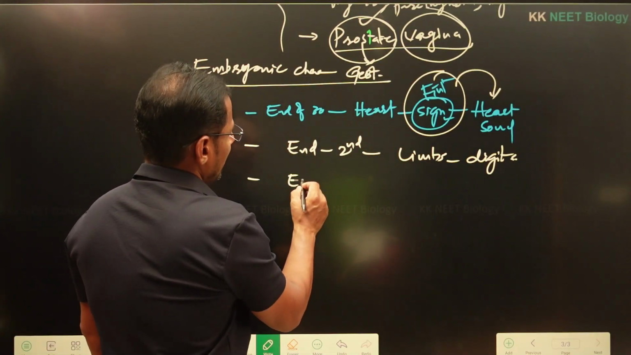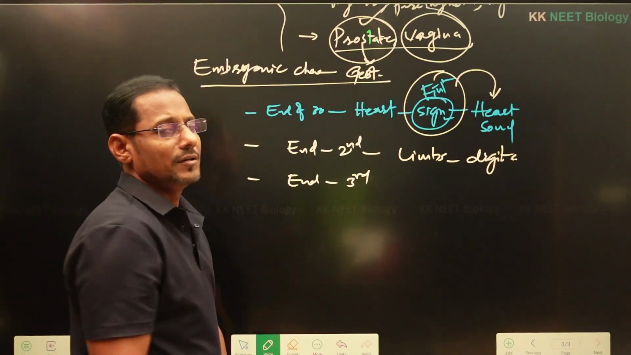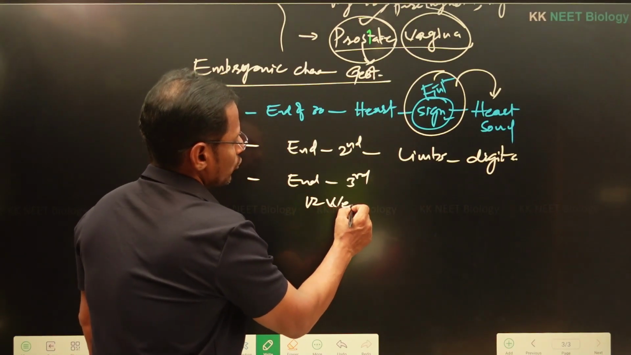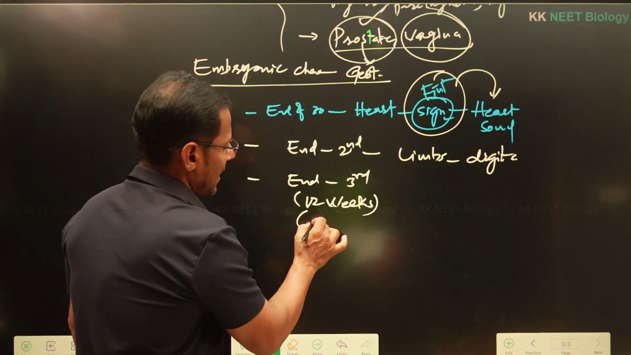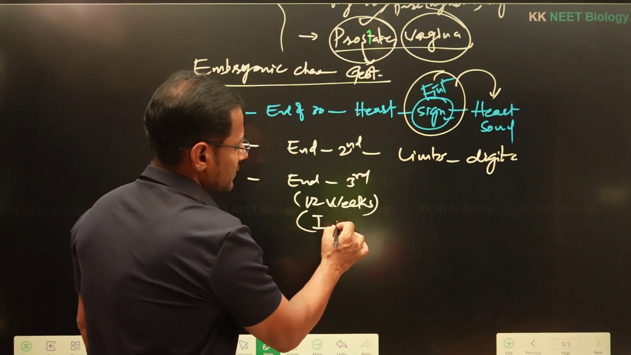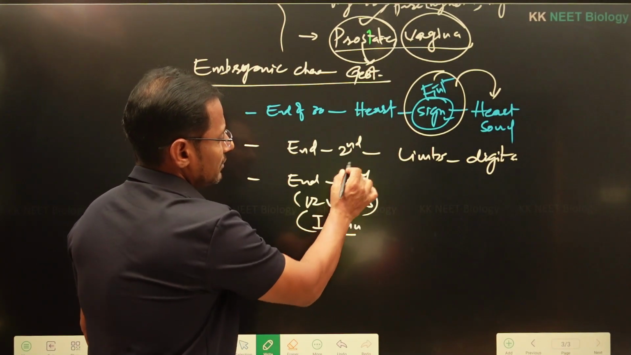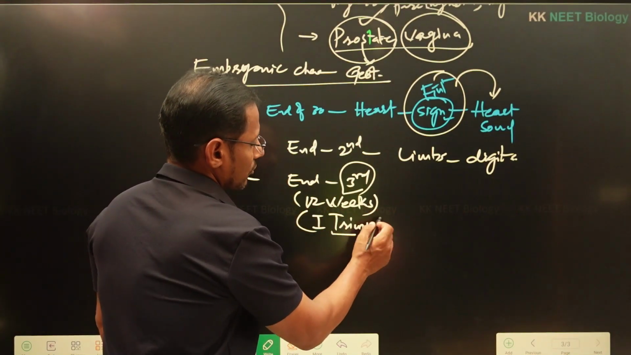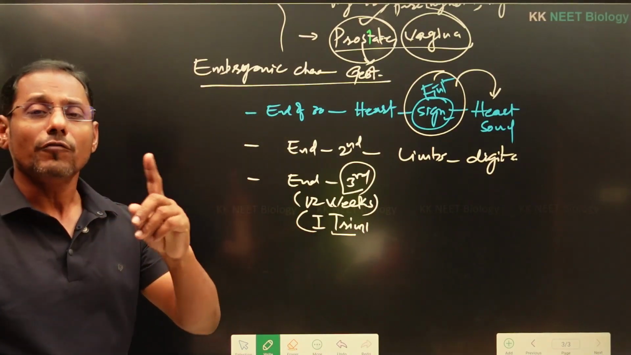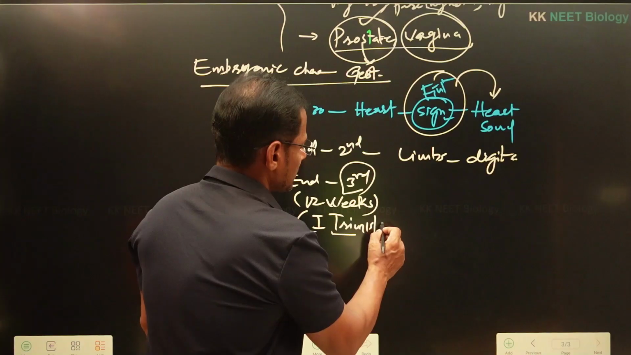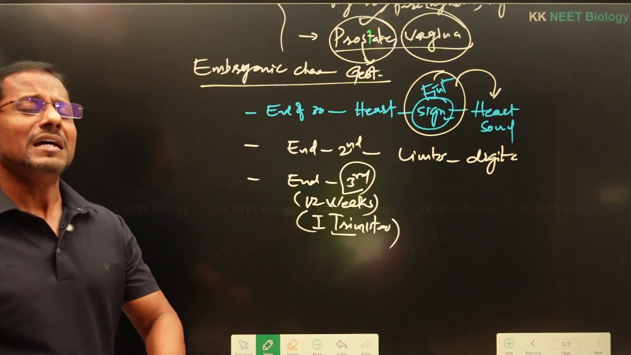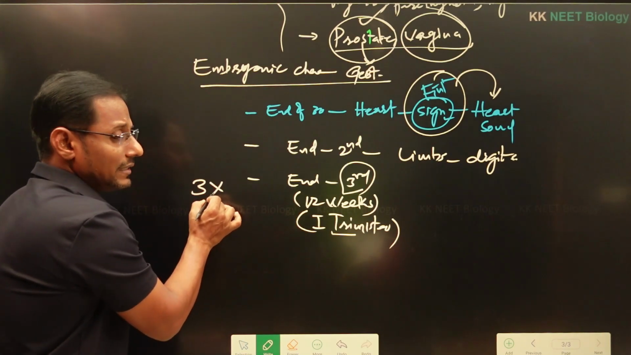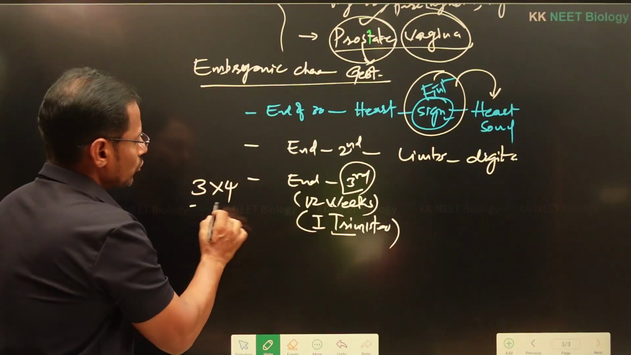At the end of the third month, that can be said to be 12 weeks. Remember this one. The third month can be said as 12 weeks, or else we can say it is the first trimester. Tri means 3 months. A combination of 3 months is known as a trimester. One month contains 4 weeks, so 3 fours are 12.